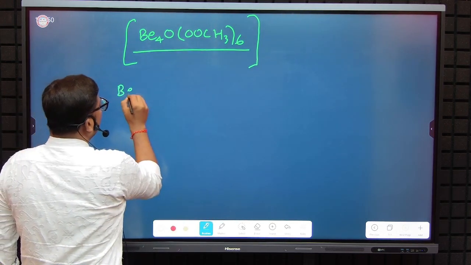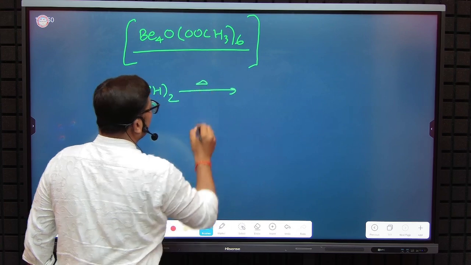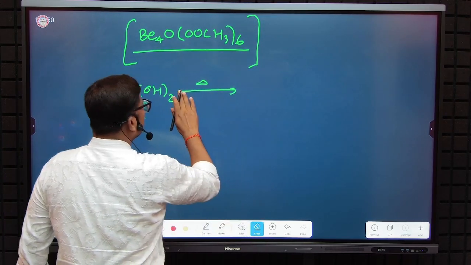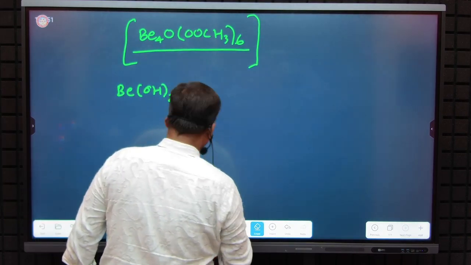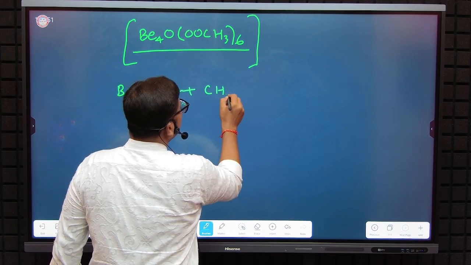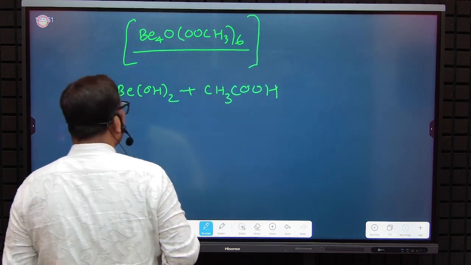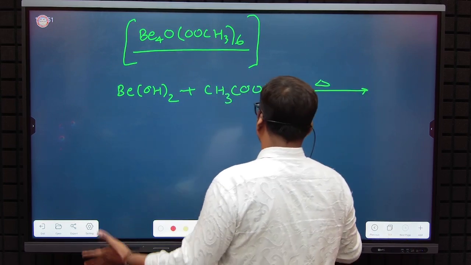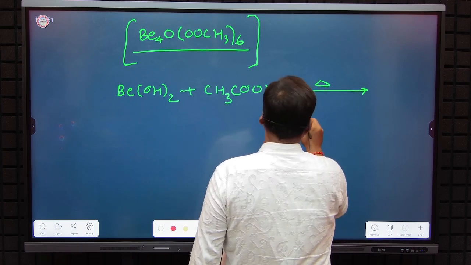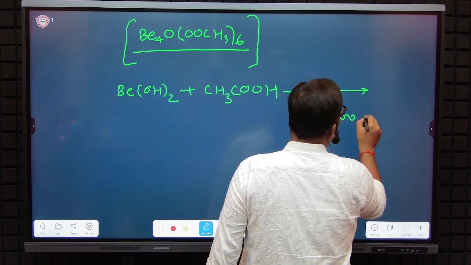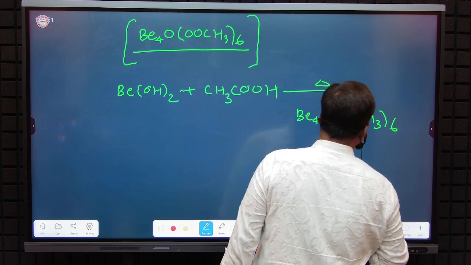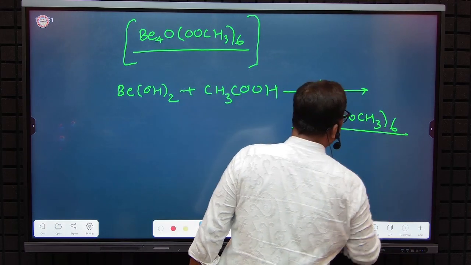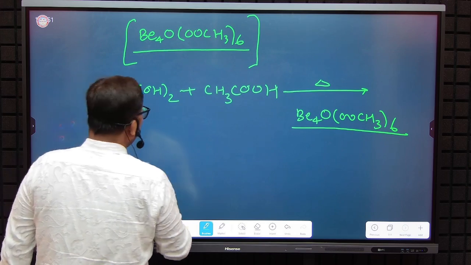So once beryllium hydroxide is heated in presence of acetic acid, CH3COOH, and evaporated, then the complex will be crystallized as Be4O(OOCH3)6, right? So this is the complex which is most stable.